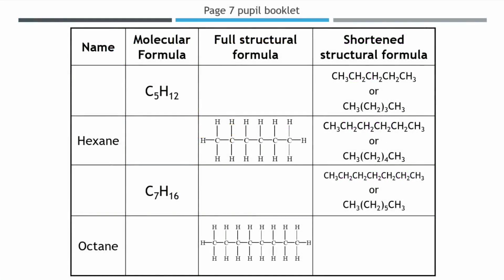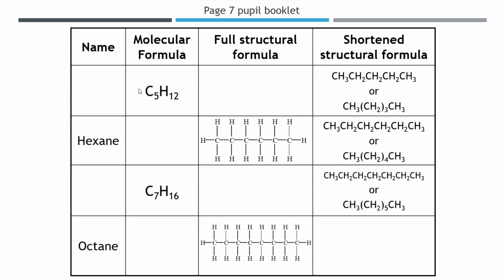I would like you to maybe pause the video and have a little go at completing this table here that would normally be in your pupil booklet. What you're wanting to do is to use information that's been given and to try and fill in the blanks. So use the molecular formula here, C5H12, and think of, well, what name would the corresponding alkane be, and then have a go at drawing its formula. Right, let's have a little go at answering this table then.